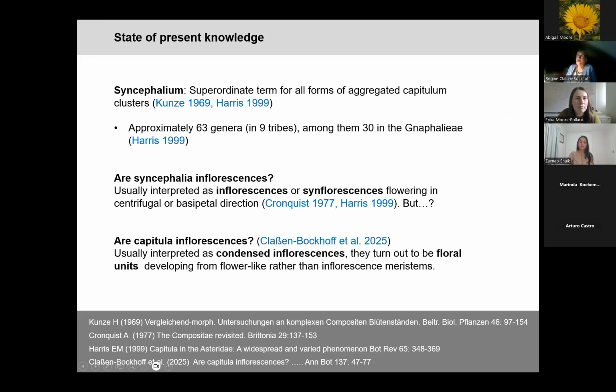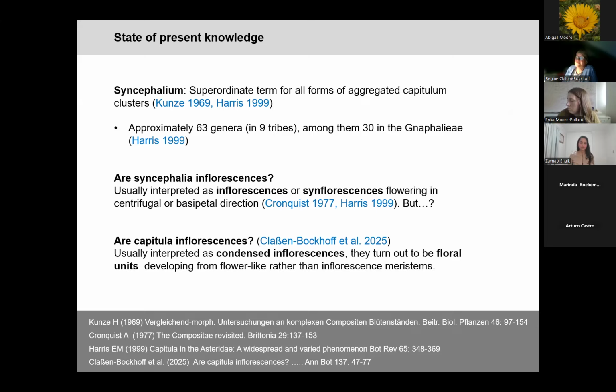So the term Syncephalium is not precisely defined. In the past, it was called secondary head, double head, glomerule, pseudocephalium, cephalodia, or Syncephalium. And we use the term Syncephalium in the sense of Kunze and Harris as a superordinate term for all these forms of aggregated capitula. And Harris estimated that about 63 genera form dense capitular clusters, and among them 30 genera from the Gnaphalieae, which is the group with clearly the most Syncephalous genera.